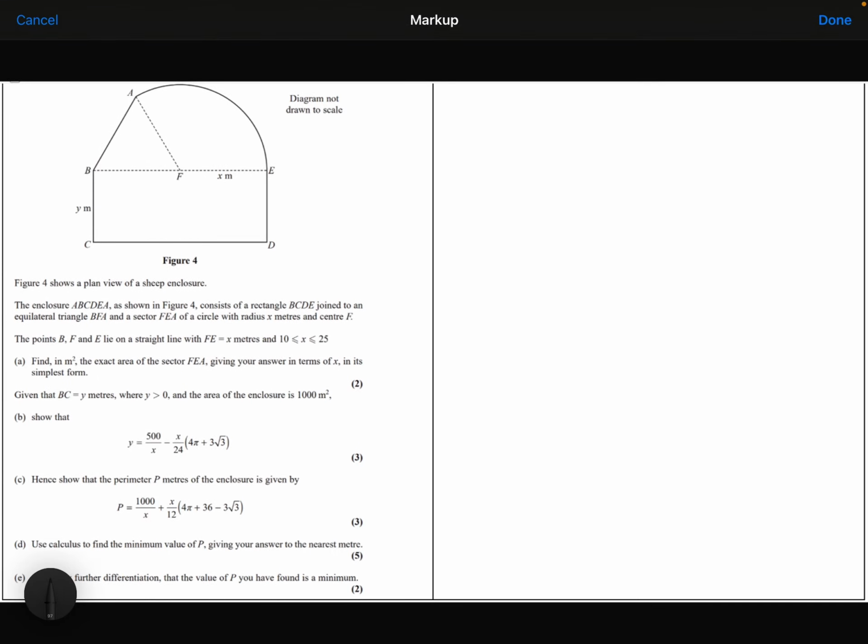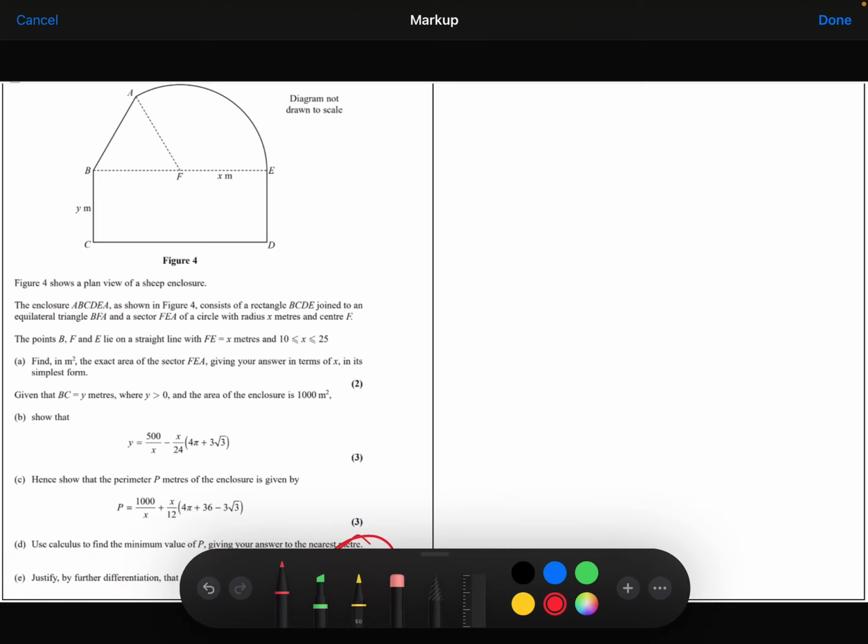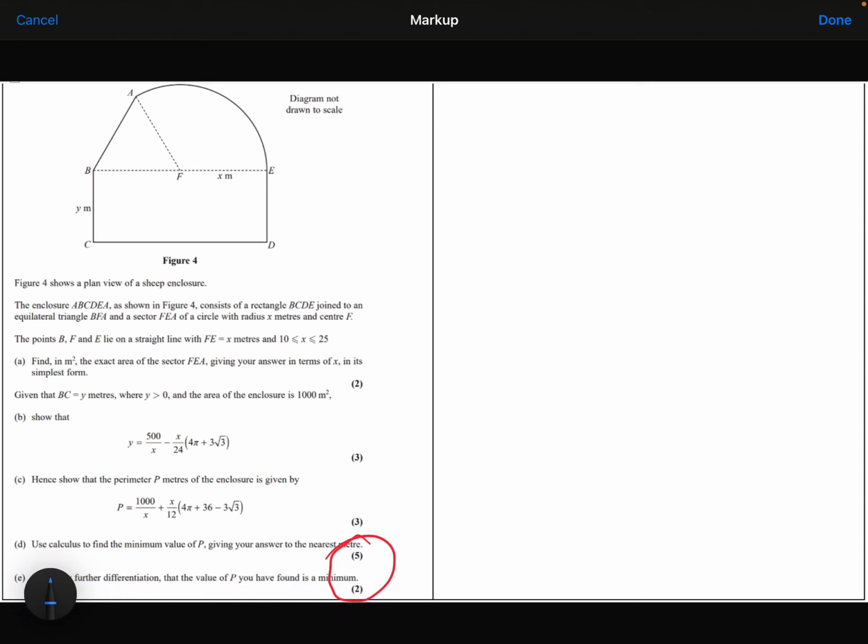Right, part D. By the way, you can still get all of these 7 marks even if you've got nothing else in this question right so far. So you can still get 7 out of 15 even if you've not got the first 8 marks. Part D says to use calculus to find the minimum value of P. So minimum, I'm thinking dP/dx is equal to 0.